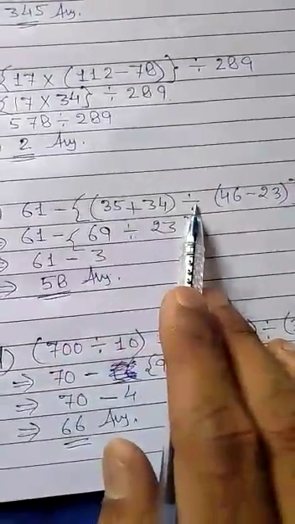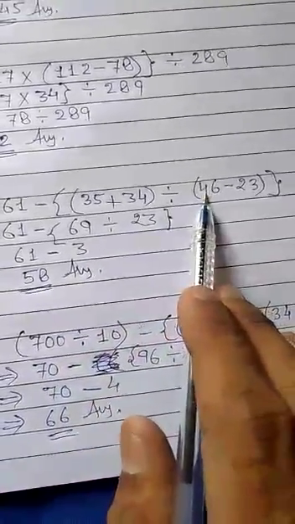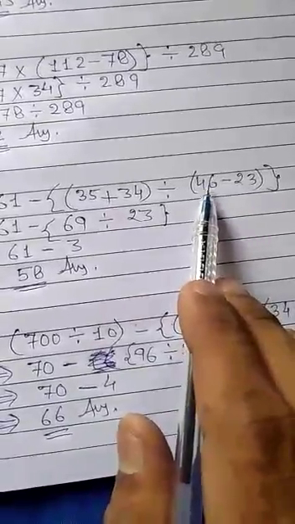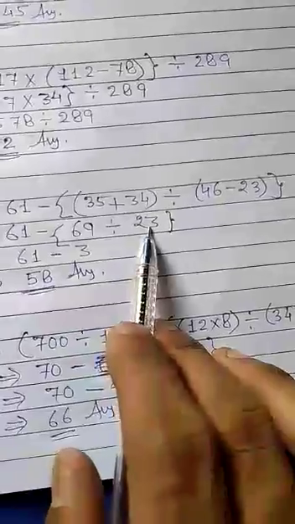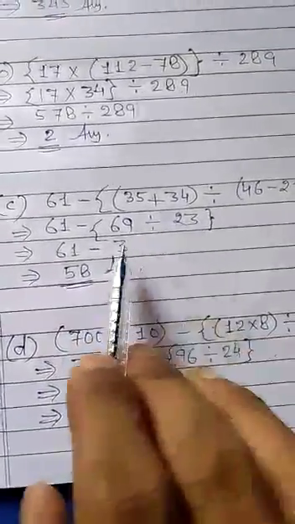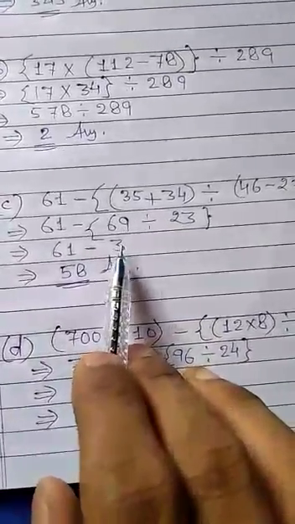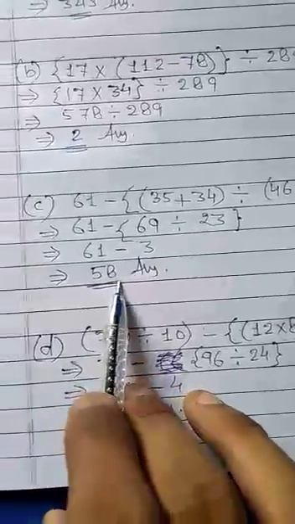We will put here a divide sign, and then we will solve the second bracket, 46 minus 23, so it will be 23. Now we will solve the bracket, 69 divided by 23, so it will be 3. Now we will subtract 3 from 61, so it will be 58. So 58 is the answer.